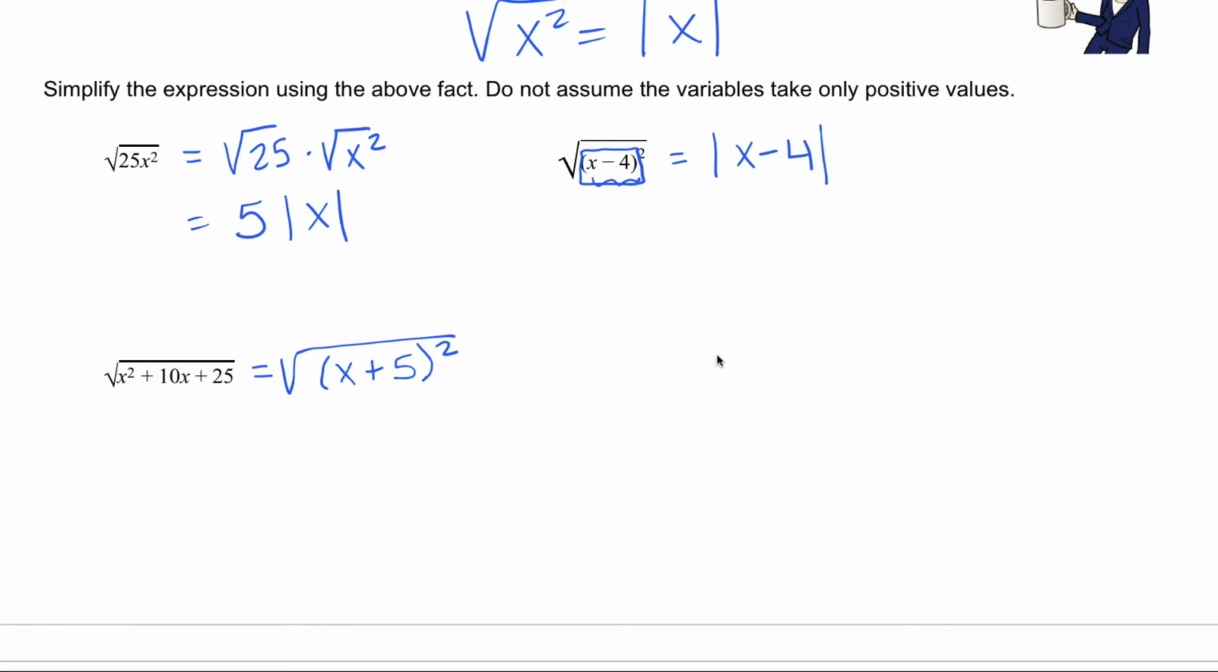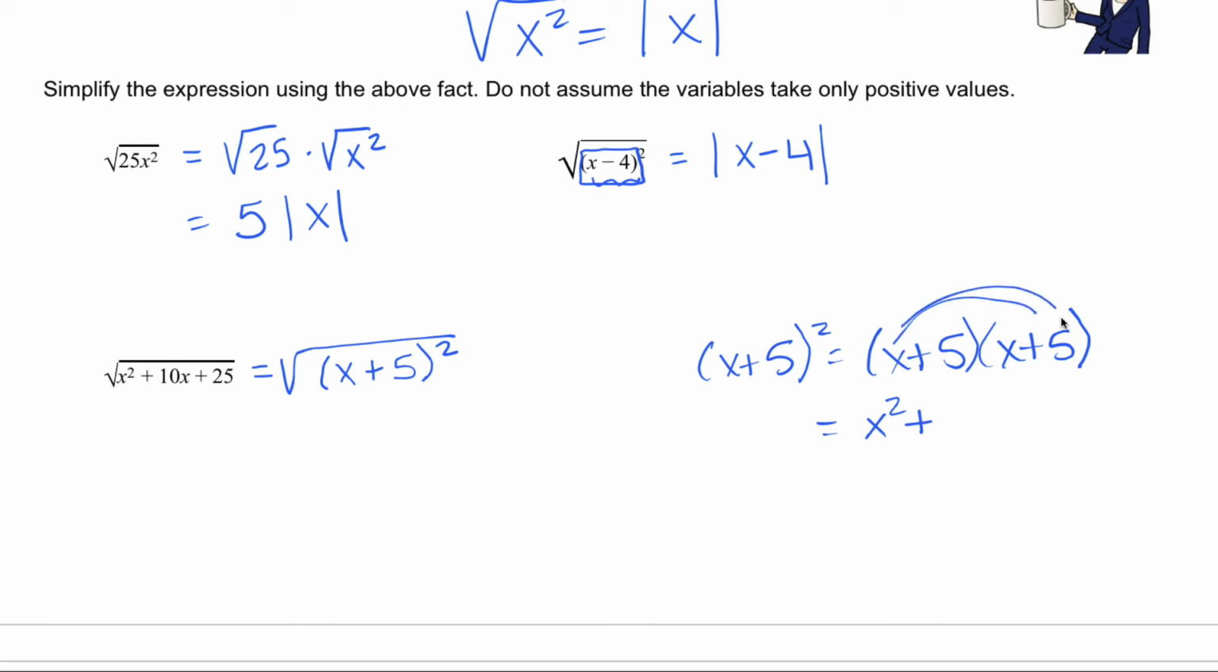Now we can go out to the side and kind of check. X plus 5 squared, what is that? Well, that's the same as x plus 5 times x plus 5. And if I use the distributive property, x times x is x squared, x times 5 is 5x, plus 5x, plus 25, I do get x squared plus 10x plus 25. So x squared plus 10x plus 25 is the same as x plus 5 squared.